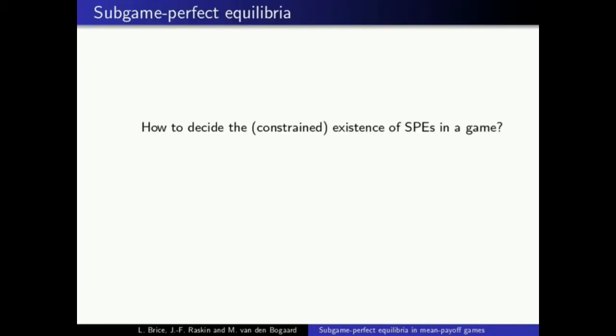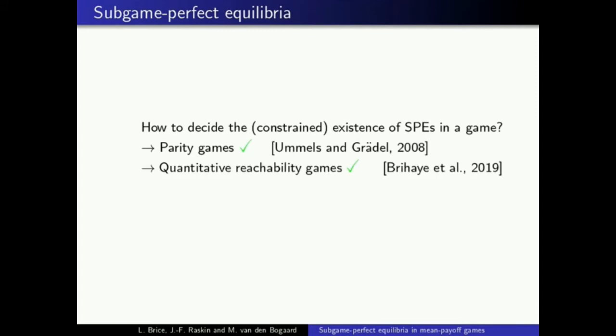The question is now, given a game, how do we decide whether there exists a subgame perfect equilibrium, or whether there exists one that satisfies some constraint, especially about the payoffs? That problem has been solved, for example, in parity games, or more recently in quantitative reachability games. But it was still an open question in mean payoff games. This is the problem to which we propose a solution.